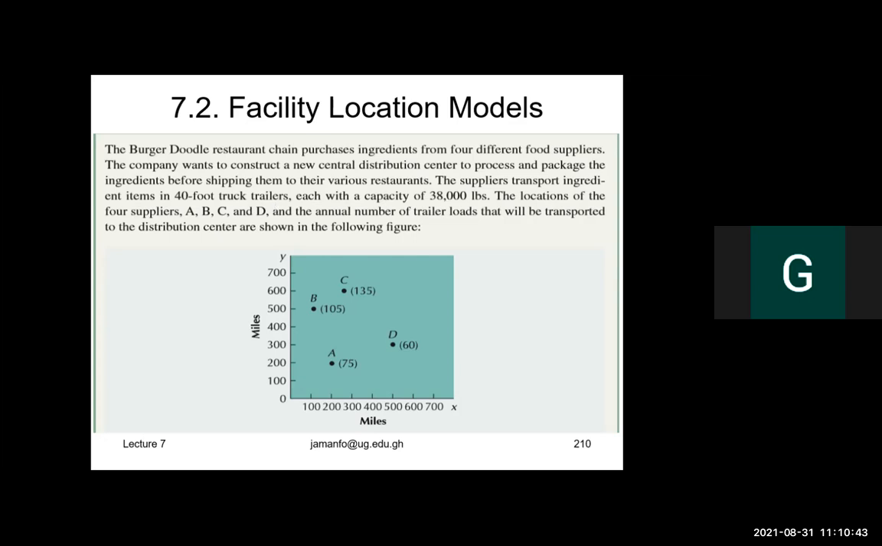The locations of the four suppliers, A, B, C, and D, and the annual number of trailer loads that will be transported to the distribution center are shown in the following figure. So we have the Y coordinates, and then we have the X coordinates with the various locations plotted on them.